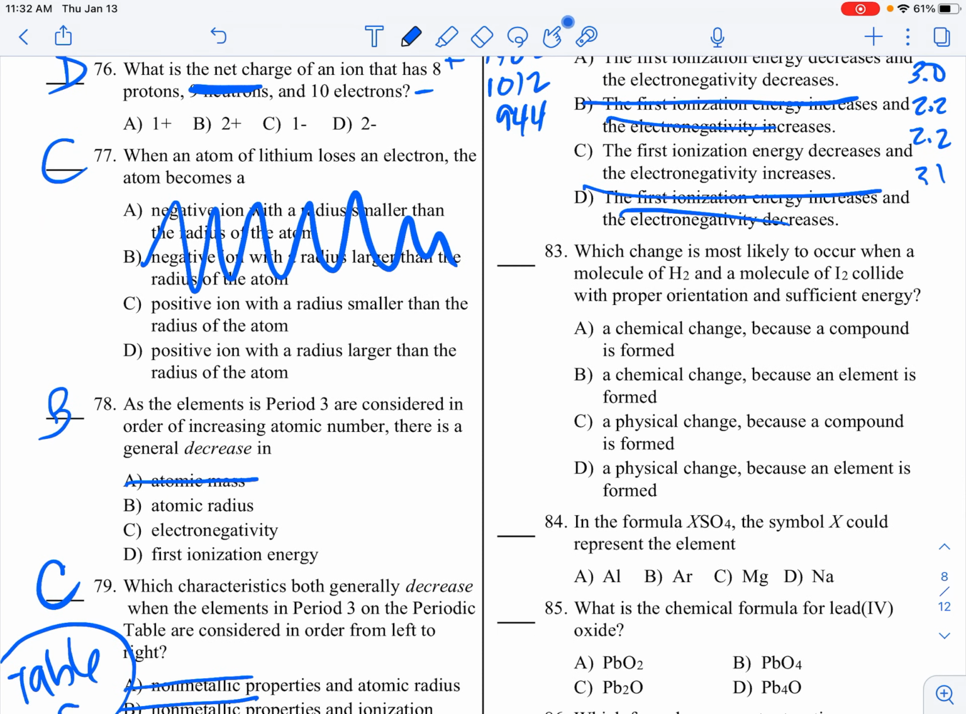Which change is most likely to occur when a molecule of H2 and a molecule of I2 collide with proper orientation and sufficient energy? So when molecules are colliding like that, we're going to have a chemical change. And if you have a chemical change, we're forming compounds. You're not going to be forming elements.